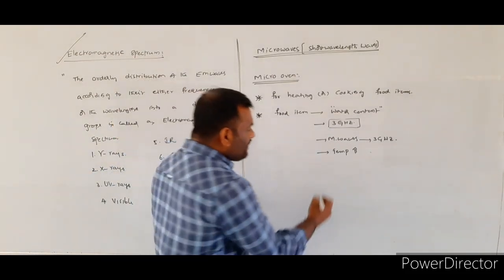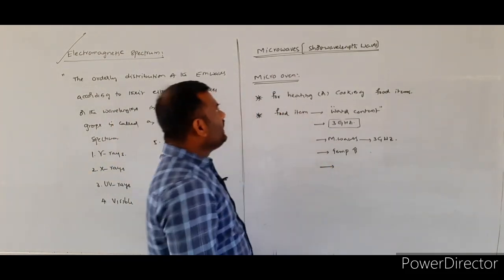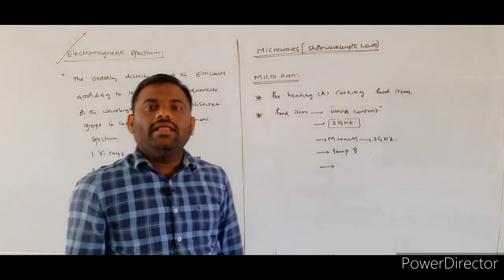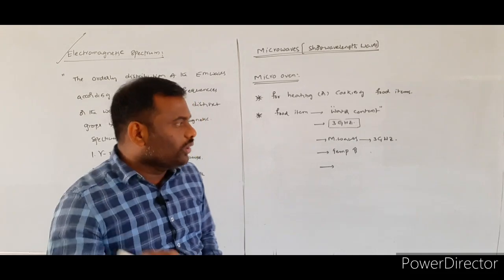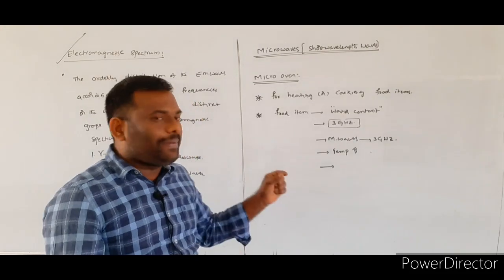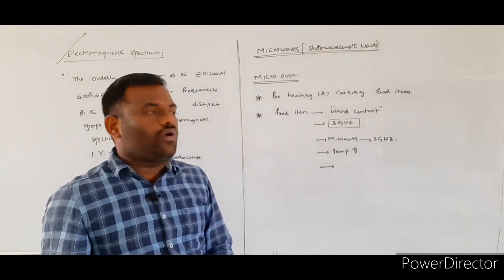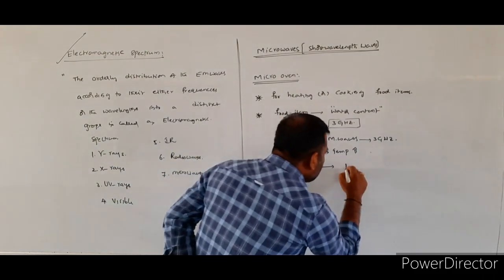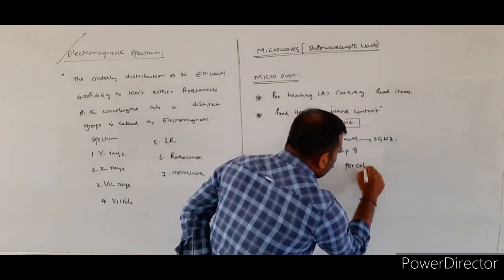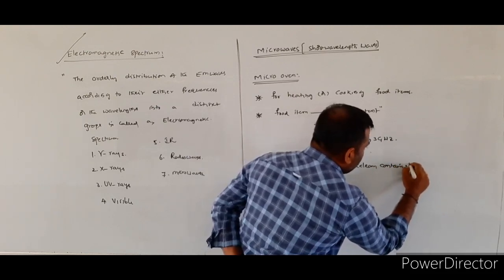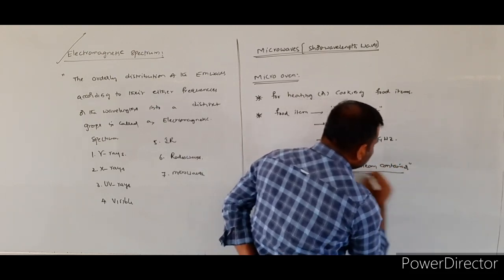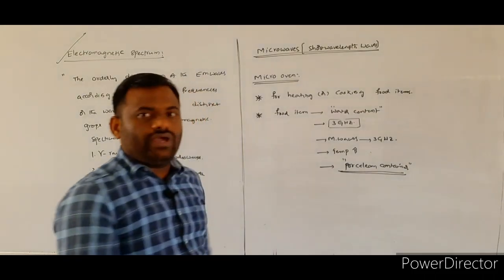Next, whatever food items we have to consider in the case of the microwave, those items will be placed in a separate bowl. That bowl is called a porcelain container. That separate bowl we have to use in the case of the microwave oven.